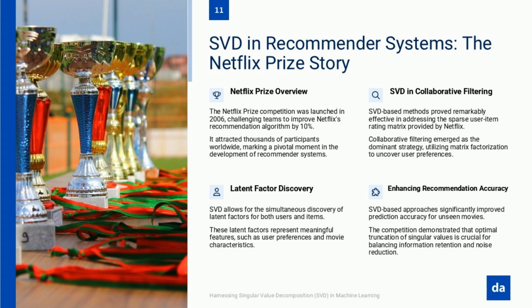The winning approaches in the Netflix prize all leveraged variants of matrix factorization, with SVD playing a central role. By approximating the original sparse rating matrix with a product of lower dimensional matrices, these algorithms could effectively predict how users would rate movies they hadn't yet seen. The key insight was that users with similar patterns across even a small subset of commonly rated movies would likely have similar preferences for other films.